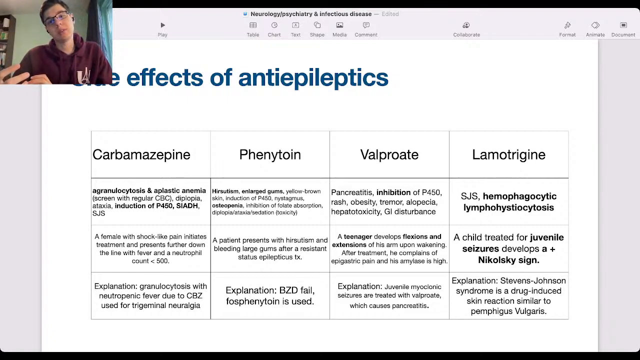One example of a clinical scenario is a teenager that develops flexions and extensions of his arm upon awakening. These are called juvenile myoclonic seizures. After treatment, he complains of epigastric pain and his amylase is high. This is an instance when we give valproate, and valproate is indicated in juvenile myoclonic seizures, and the patient develops down the line pancreatitis.